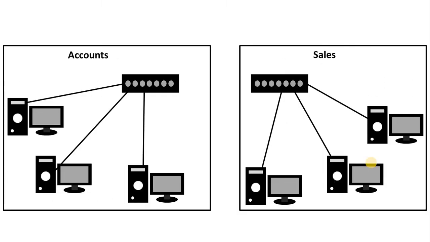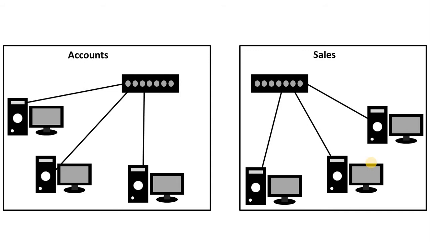Let us understand why we need to use VLAN by this diagram. You can watch this diagram. There are two separate setups created for the accounts department and the sales department. Assume in a particular organization there are two separate departments, one is the accounts department and the other is the sales department, and there are employees working in both departments. So there are 3 computers in the accounts department and another 3 computers connected in the sales department.